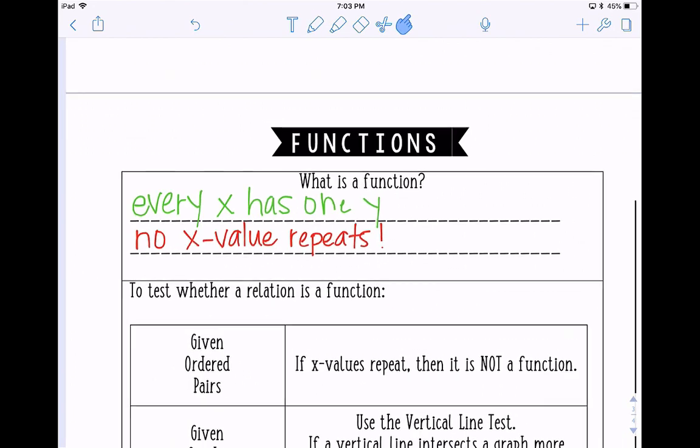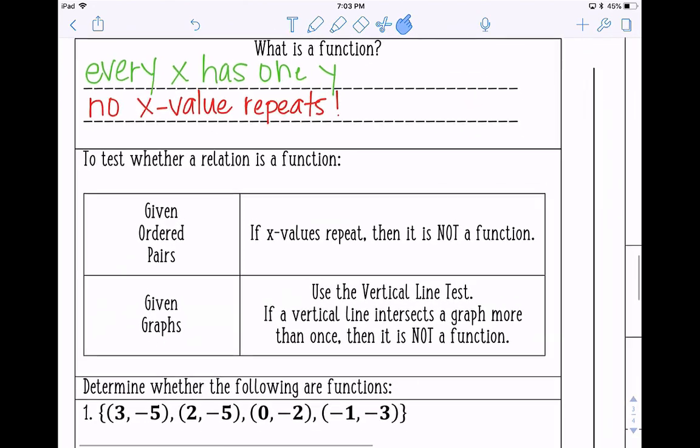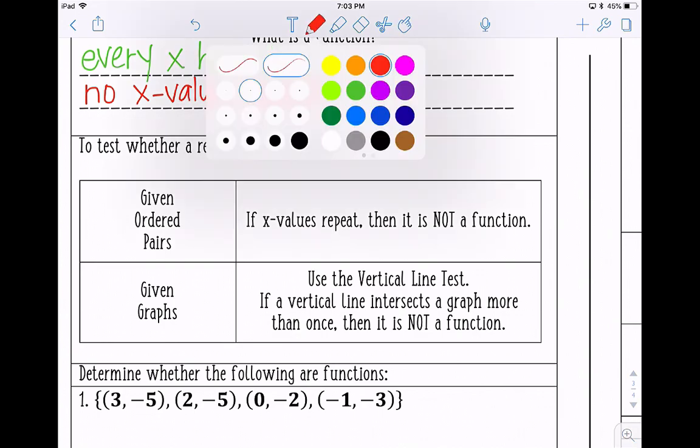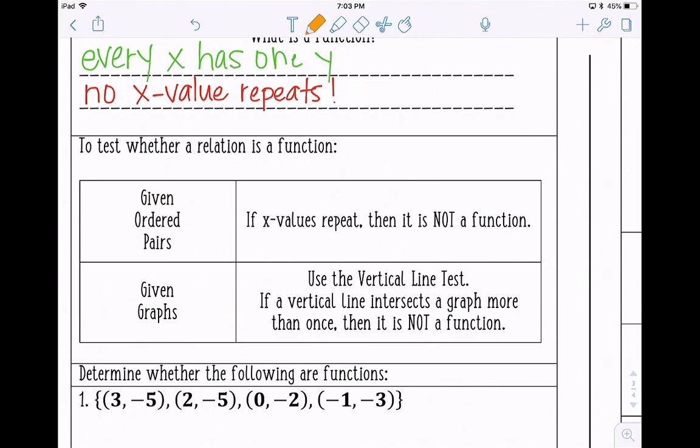All right, so to test whether a relation is a function, when you're given ordered pairs, you just look at the x's. You're just looking to see, do any of the x's repeat? If they do, then it is not a function. Really important first that you remember in an ordered pair that the x comes first, then the y. So we're looking at the x's to see if they're repeating.